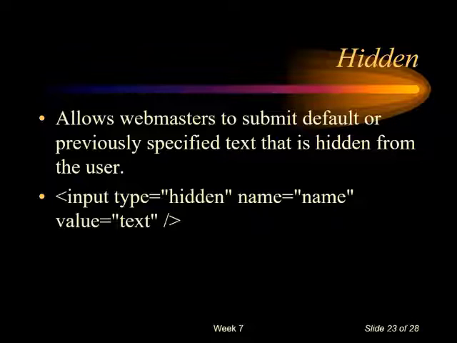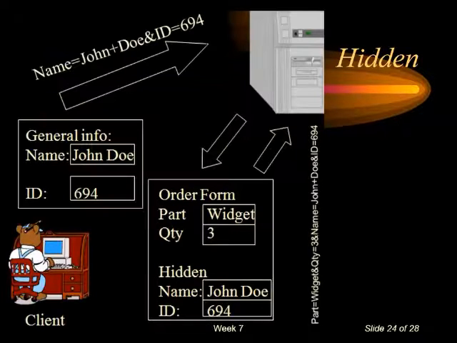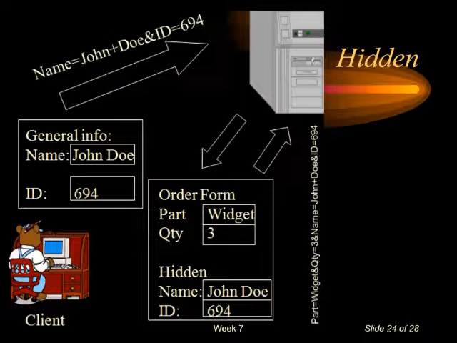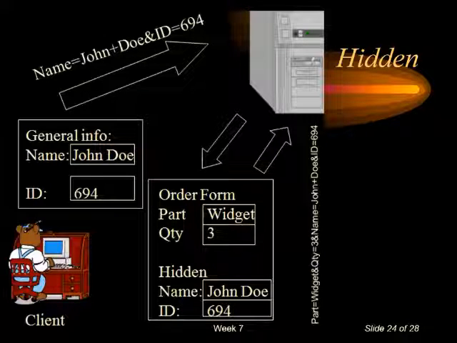Perhaps the coolest thing that you can do in a form is to submit default or previously specified text that is hidden from the user. And the syntax for this is input type equals hidden, name equals the variable name, value equals, and then whatever the value is. The reason that this is cool is that it makes it so that the types of things that you like to do on the web these days can happen.